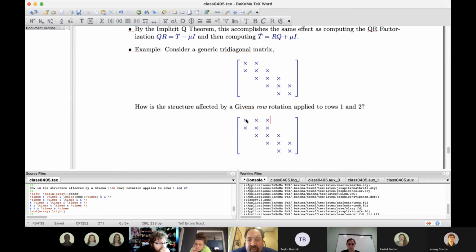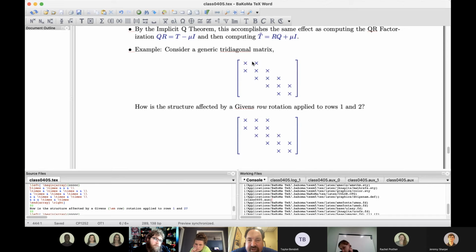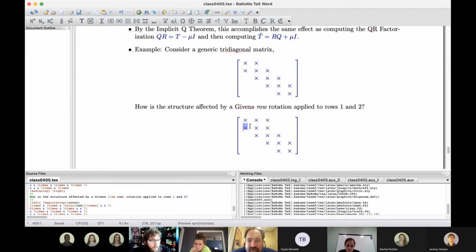Yeah, because what happens is the first row is a linear combination of the first two rows, and we have this non-zero entry down here. So that's going to be multiplied by something like a sine or a cosine, and that'll be filled in here. The second row also is a linear combination of rows 1 and 2, but because of which entries are non-zero in those rows, there aren't going to be any new non-zero entries introduced here. So there's just this one.